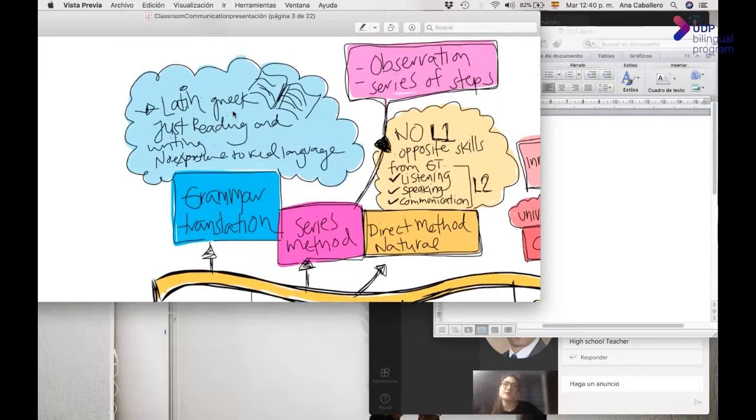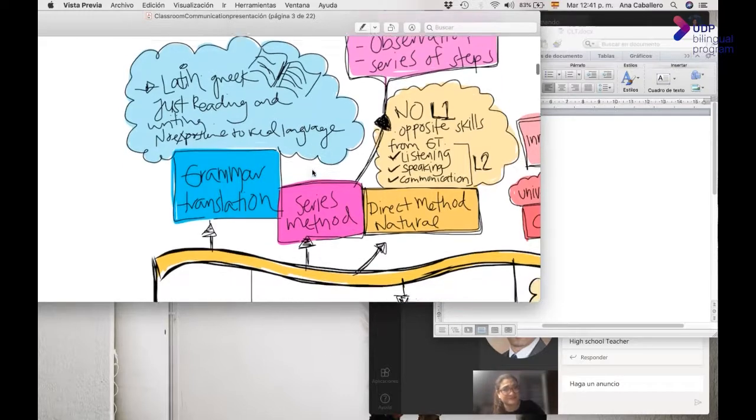If we look at this, we see that it says just reading and writing, no exposure to real language. What does this mean? People were sitting in the classroom, just staring at the teacher, who would give a set of grammatical rules. The class would be taught in the native speaker's language. So you could imagine just saying, yo is I, and the traditional way. I know you're very, very familiar with this.